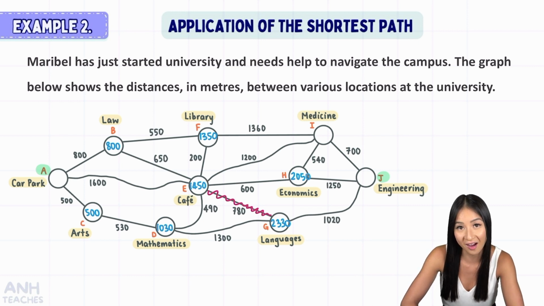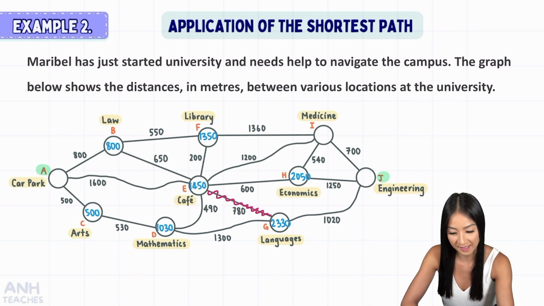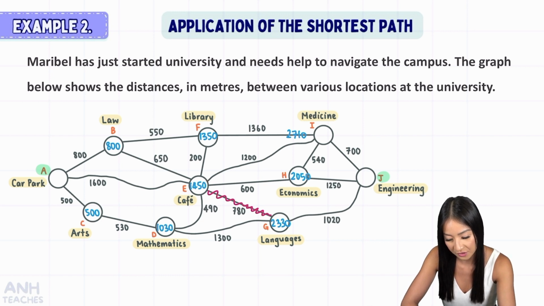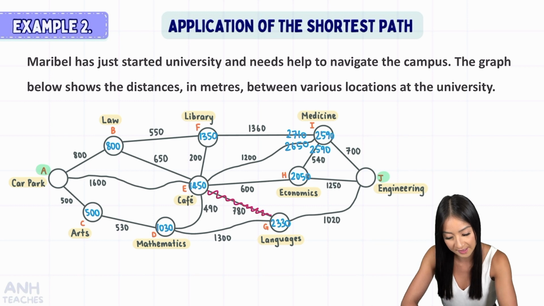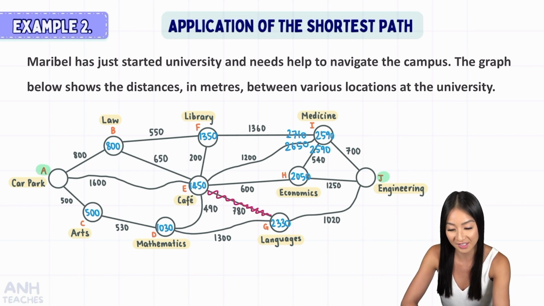Next, I'm going to look at vertex I, and I've got 3 different options here. So 1,350 plus 1,360, that's 2,710. Next, I've got 1,450 plus 1,200, that's 2,650. And finally, I've got 2,050 plus 540, that's 2,590. So my minimum to the medicine building is 2,590.